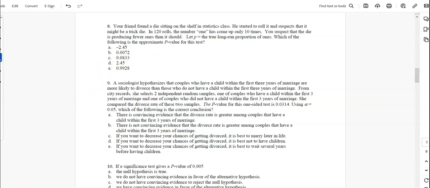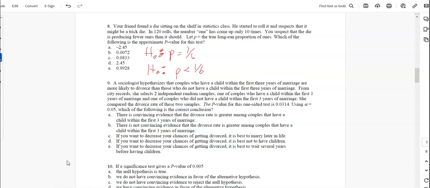Even if you want to use your calculator for this, you want to do the null and the alternate to start with, just because you kind of have to ask that question. So the null is the die is fair, so p equals 1/6, right? I think that would be the null. So the alternate, p is less than 1/6, where p is the true proportion of ones that are rolled.